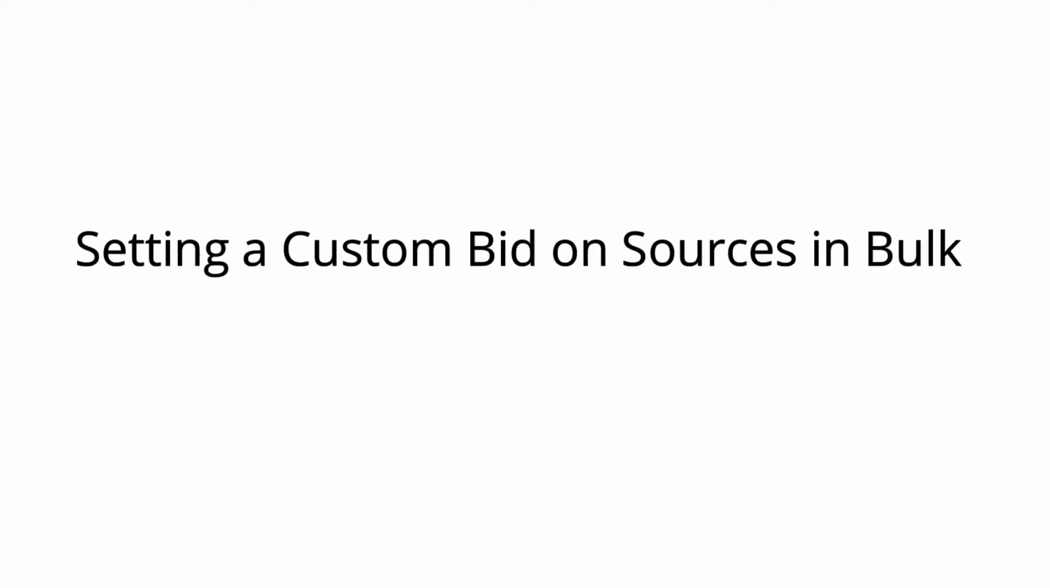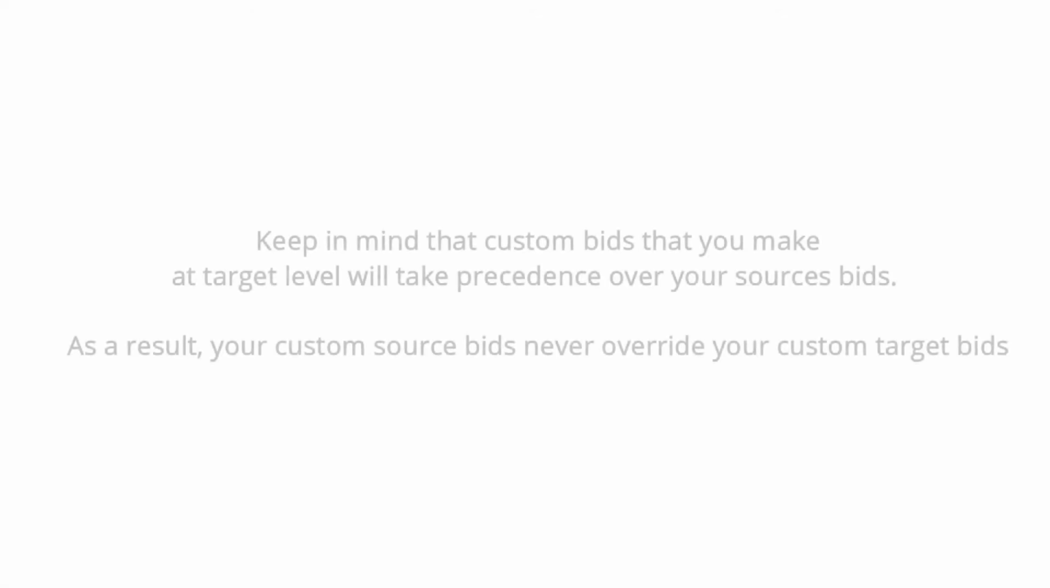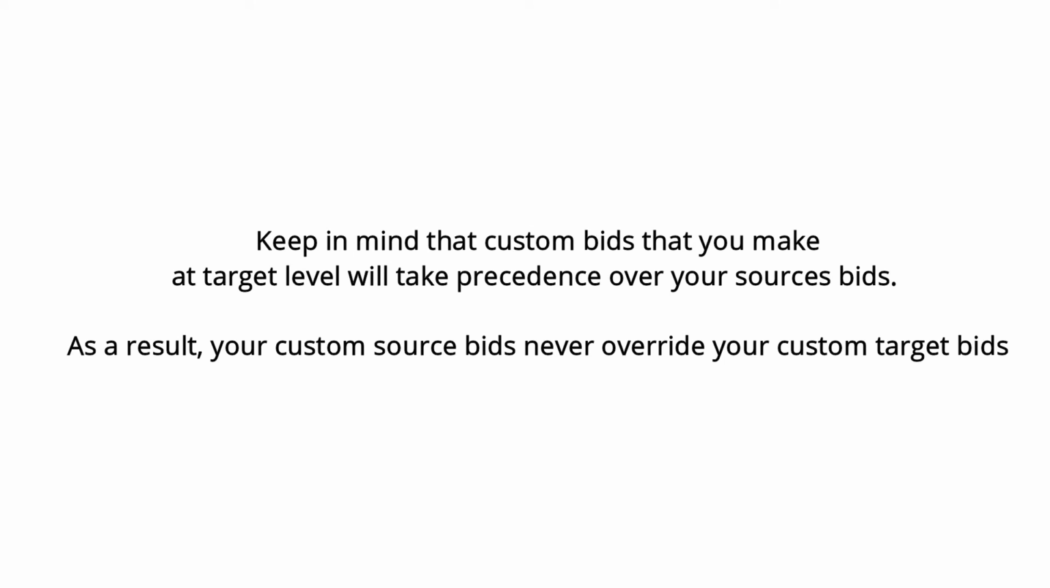Now, setting a custom bid on sources in bulk. You can also change your custom bids using a bulk action. You also want to keep in mind that custom bids that you make at the target level will take precedence over your source bid. As a result, your custom source bids never override your custom target bids.